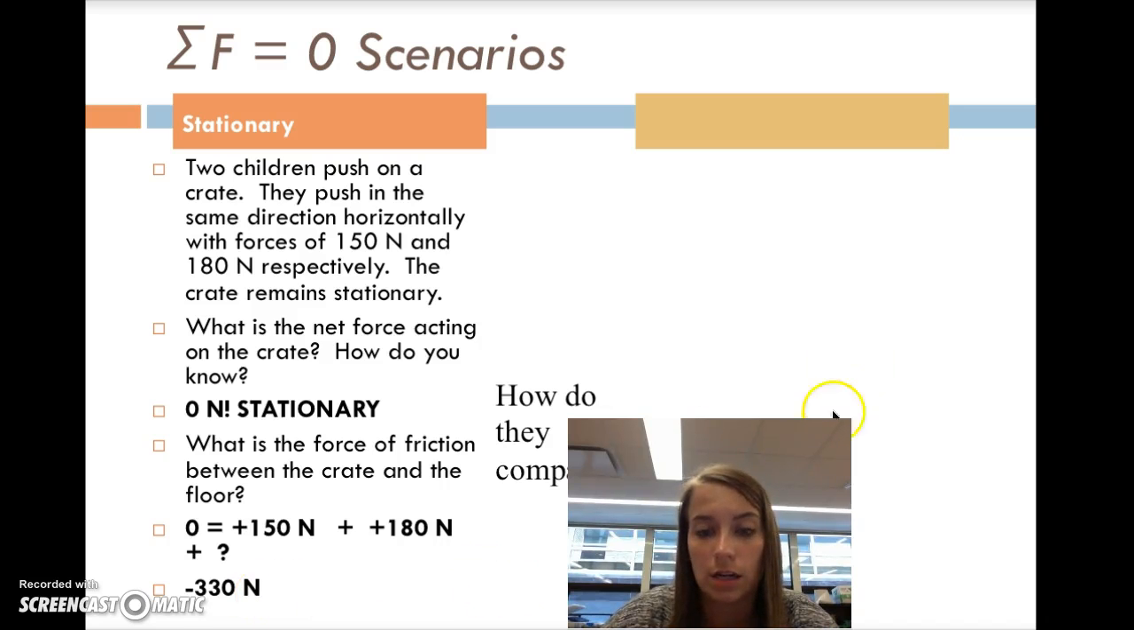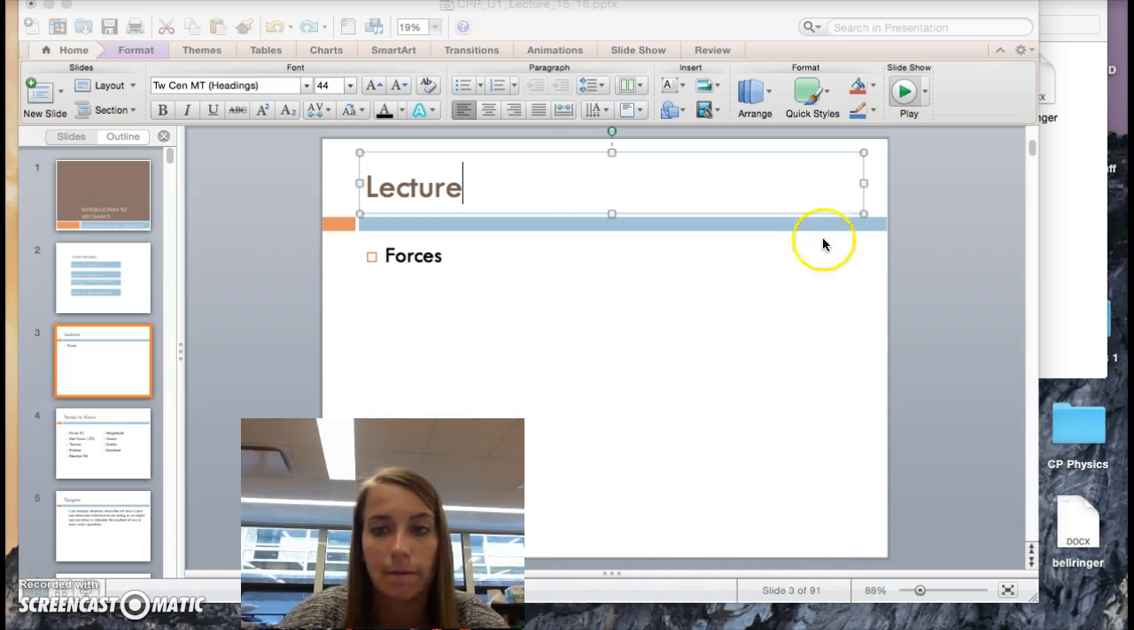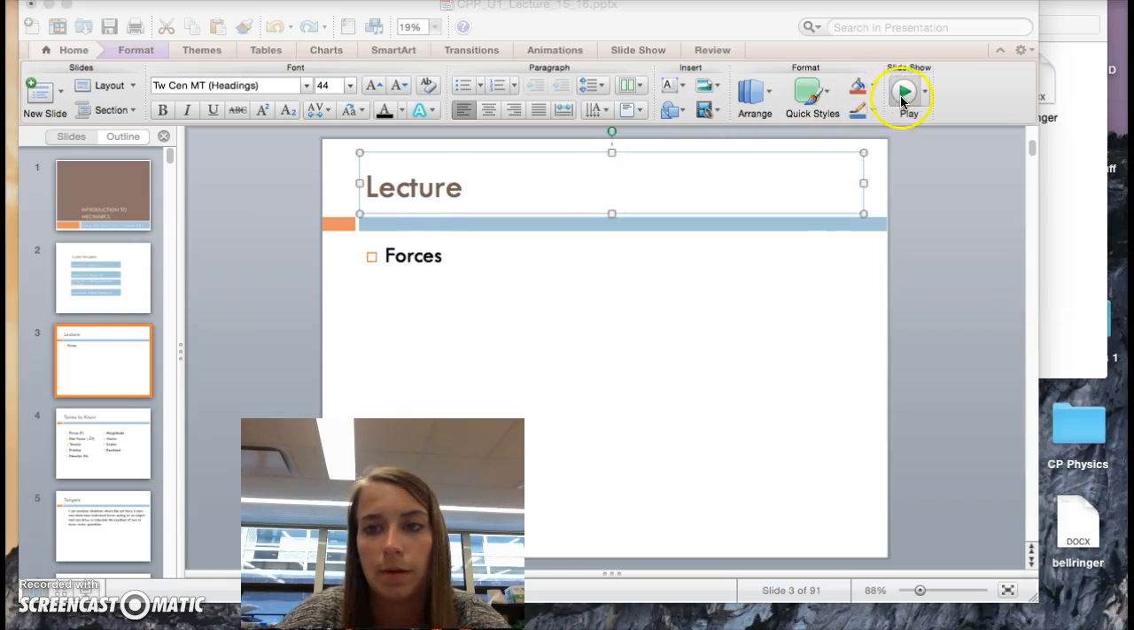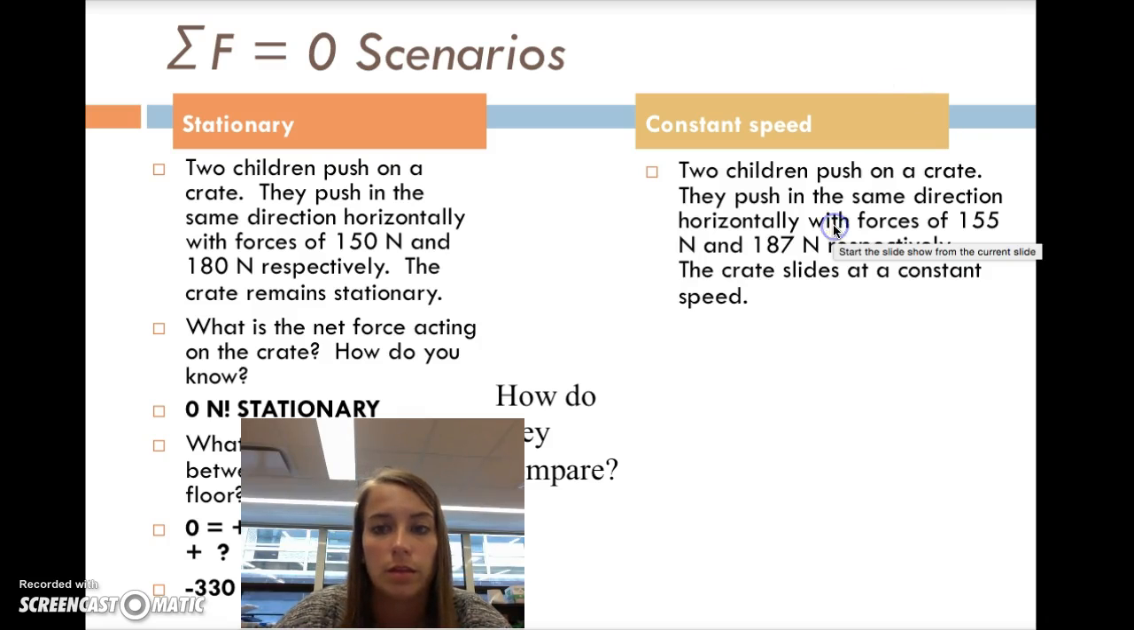All right, let's look at the other side of this. Constant speed, okay, if you're moving with constant speed. Sorry, my bad.